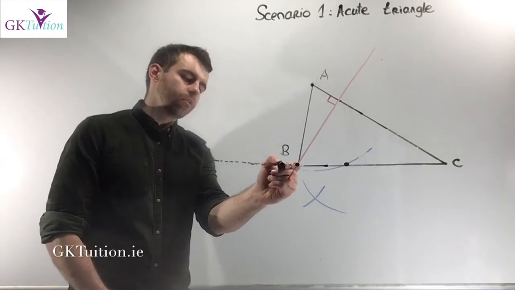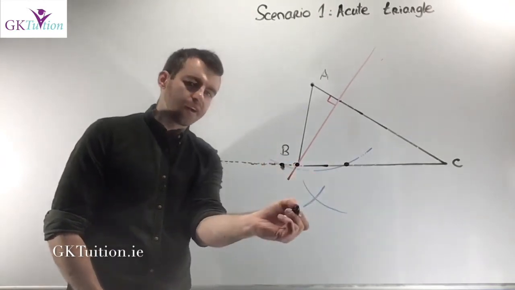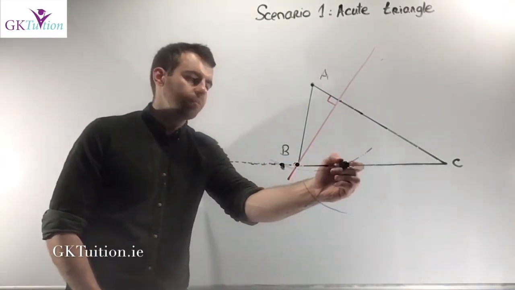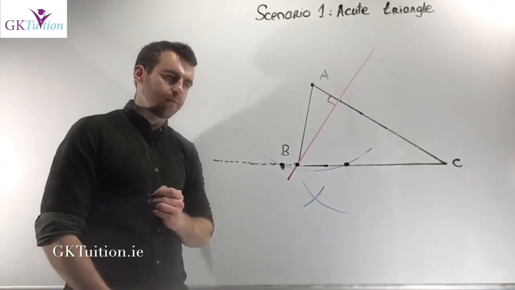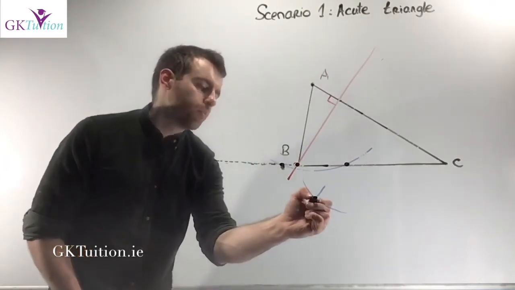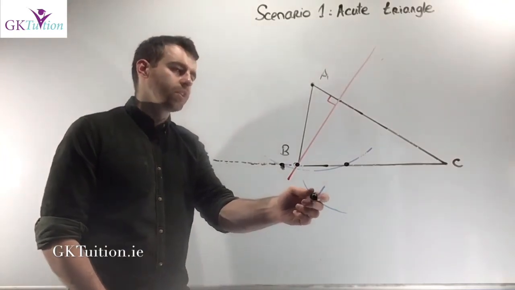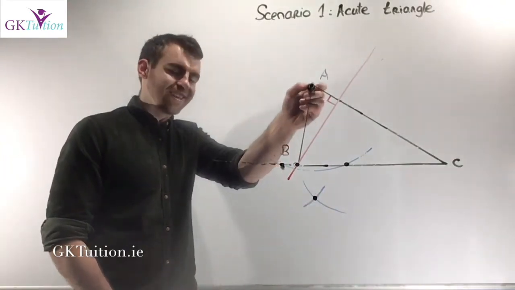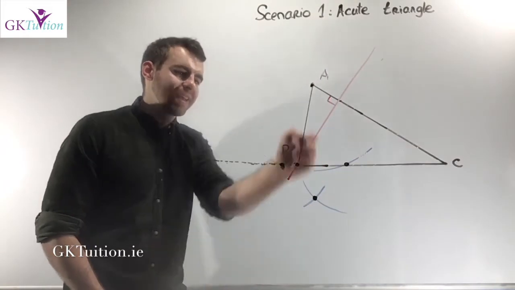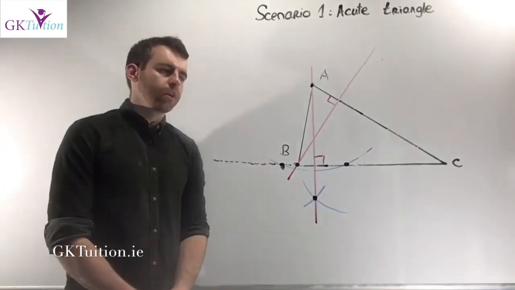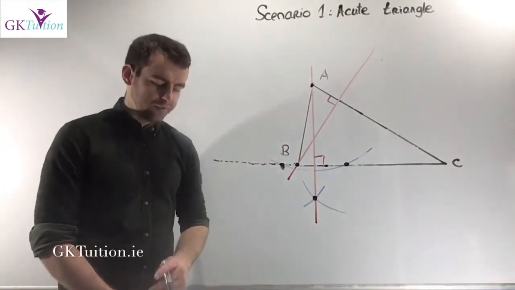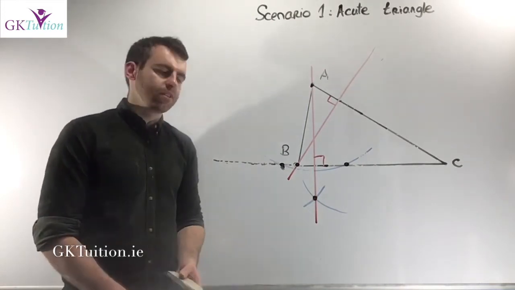So the distance from the original point of intersection to the first arc is the same as the distance from this point of intersection to the second arc. Now what I'm concerned with is the point of intersection of the arcs. If I join this point of intersection to the original vertex A, that will give me my second altitude. So when I join that up, I join A to the point of intersection, that gives me my second altitude.